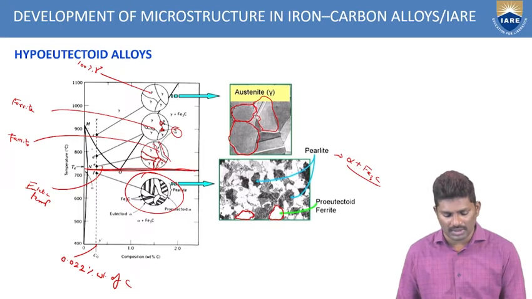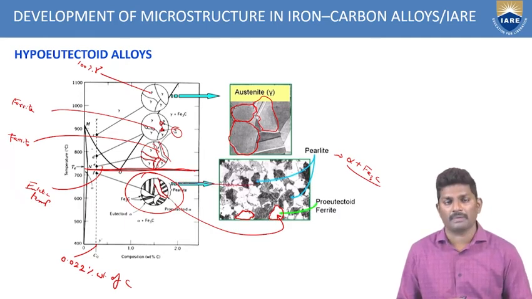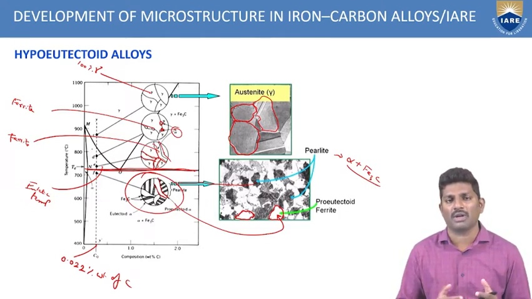So this is how the development happens. The white region you are seeing here is the proeutectoid. Okay, and this is the pearlite, that is the dark thing. Here you can see this pearlite. So like this, there is a development in the microstructure during the cooling process of the hypoeutectoid alloys.